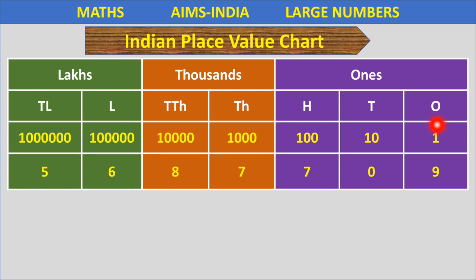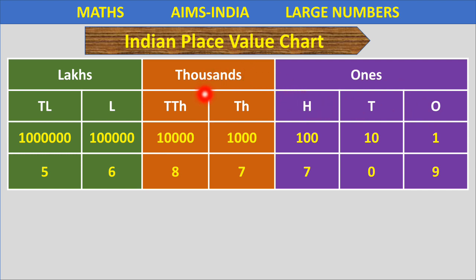What comes first? Ones, then comes tens, then comes hundreds, then comes thousands, then comes 10,000s, followed by lakhs and 10 lakhs. Yes or no, children? This is our place value chart, Indian place value chart, the chart we use in our India. And in our India, we divide the place values into periods like this. In the ones period, we have ones, tens and hundreds, right? In the ones period, we have ones, tens and hundreds.